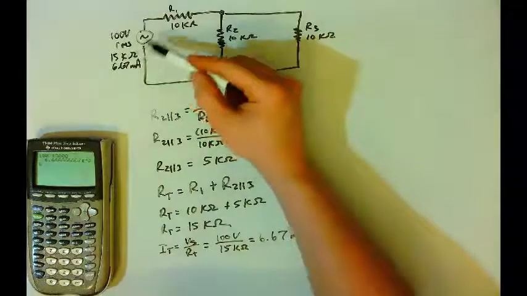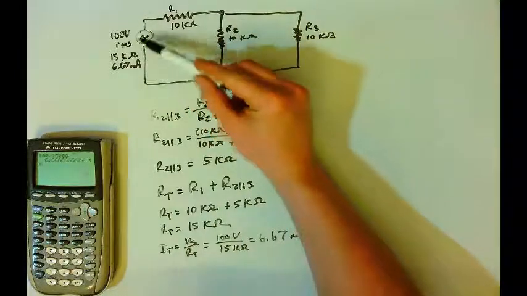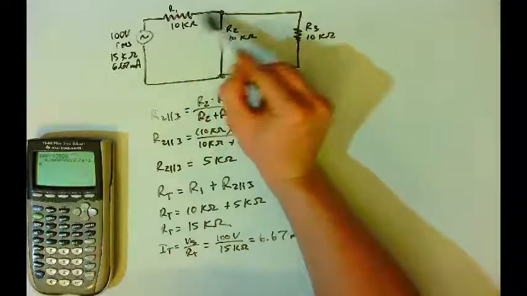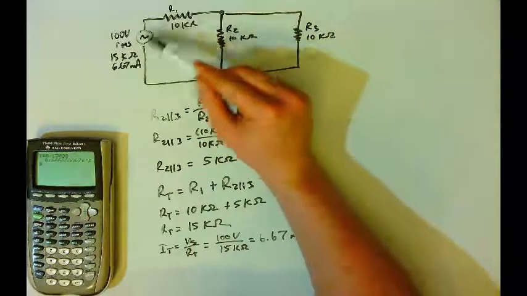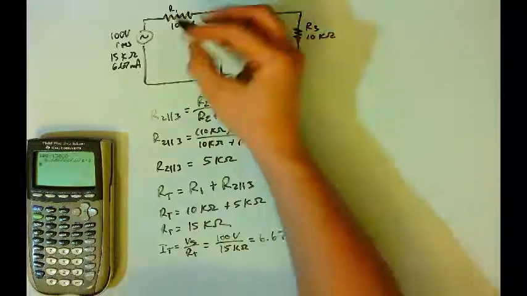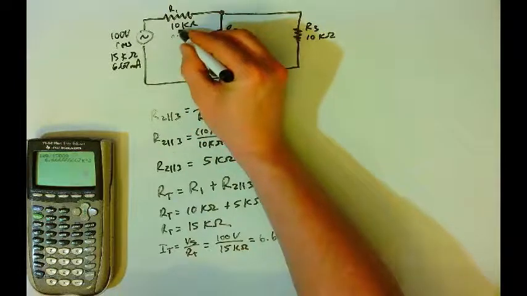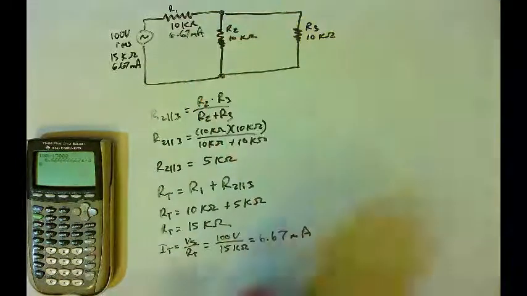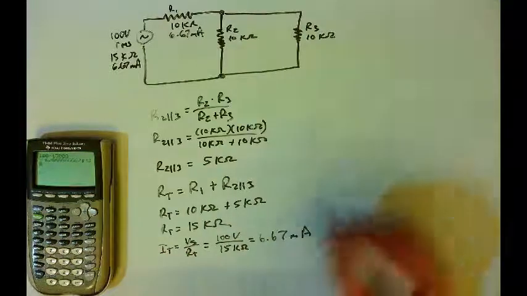And so that total current is an RMS value. That entire current flows through R1, right? And again, it doesn't matter which direction it's flowing. Either direction it flows, 6.67 is the RMS value. And so the total current here is 6.67 milliamps. And so now that I know the resistance and the current in R1, I can find the voltage drop.